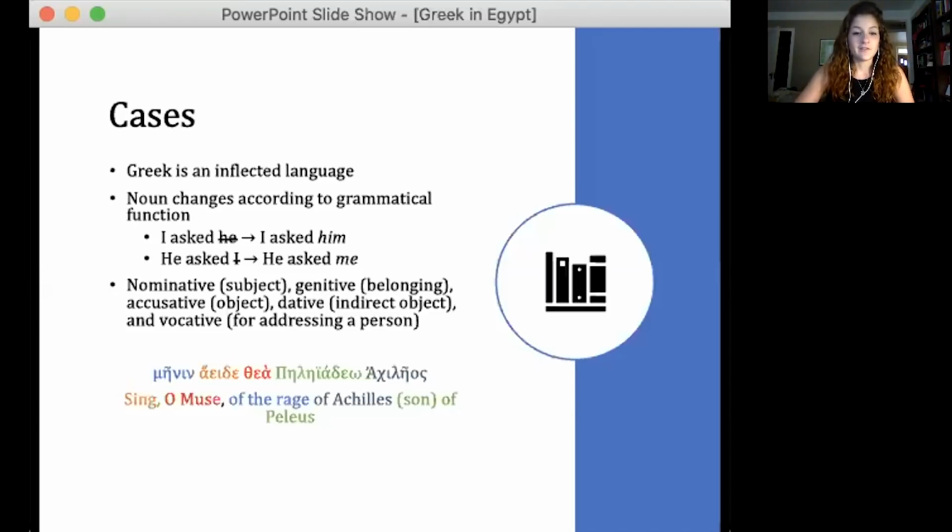As an example, this is the first line of the Iliad in Greek and in English translation, with colors corresponding to the different elements, so you can see that the word order is entirely different.